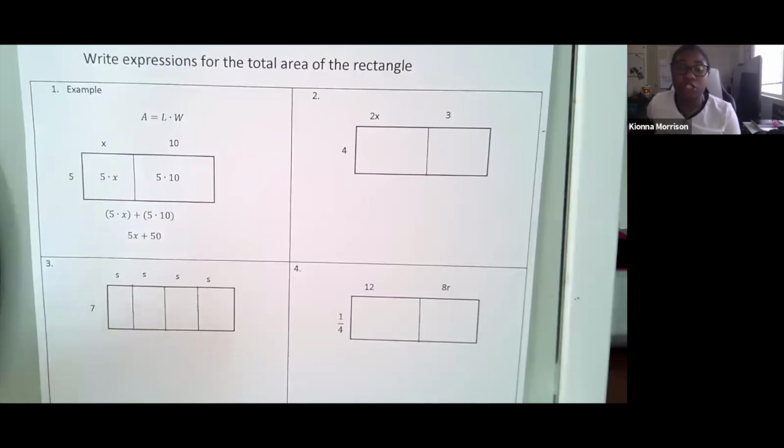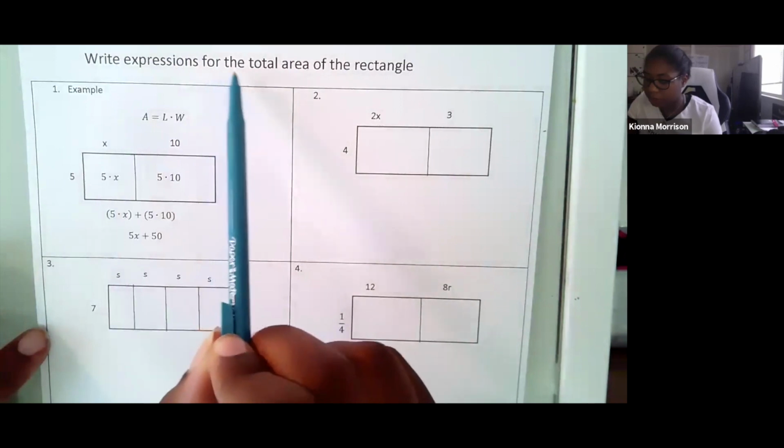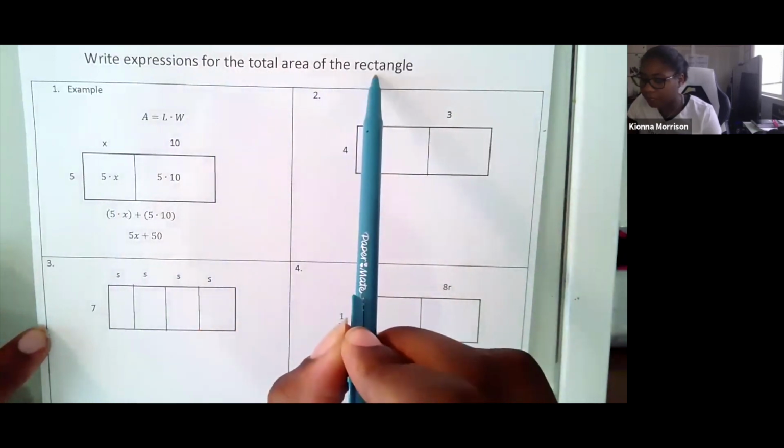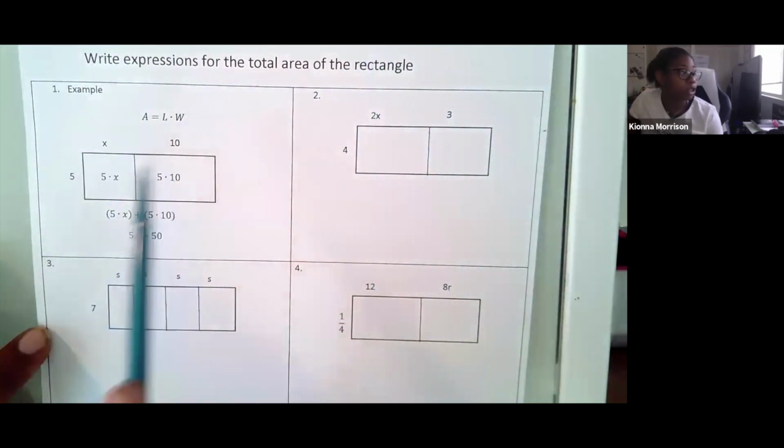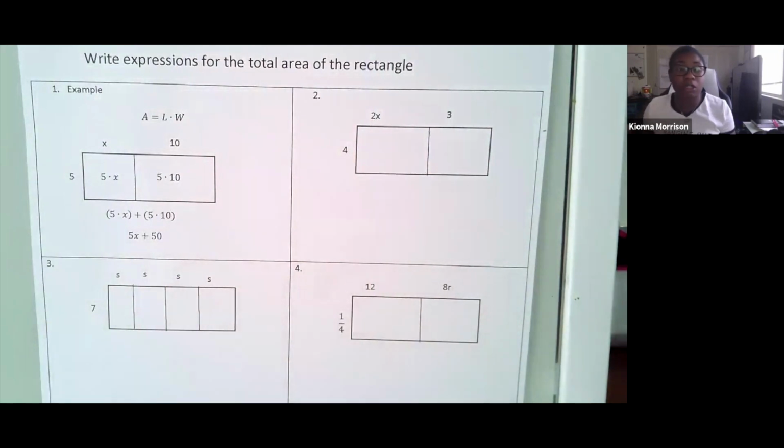As you can see, this should look a little familiar. This is some review from last week's lessons on the distributive property. Our objective, or what we're going to be working on, is to write expressions for the total area of the rectangle. Over here, our first question is just an example.